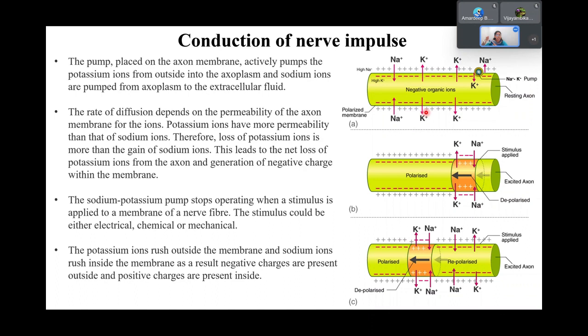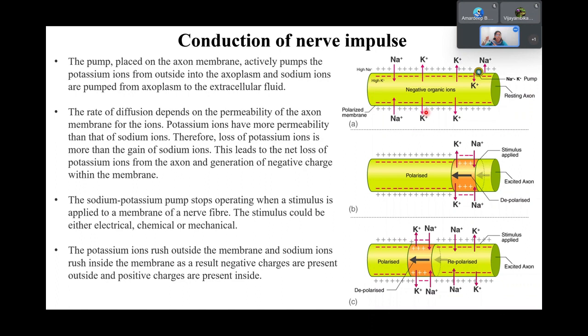Now let's say you receive a certain kind of stimulus. At this juncture, the membrane will start getting depolarized. What will happen? The pump, which was functioning to put the sodium ion outside and potassium ion inside, will now start functioning the other way. Here the potassium ion will now rush outside the membrane, and the sodium ion will start being taken inside.